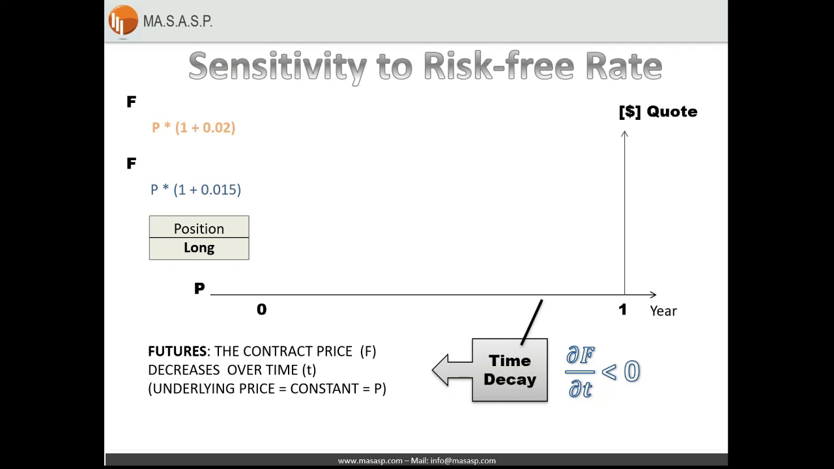Let's make an example related to a futures contract with a 1-year maturity. We buy this future as soon as it is issued on the market. Let F be the futures price and P be the underlying price, the spot price. We assume here that the underlying price remains unaltered for 1 year, which is rather unrealistic, but it comes in handy to show the time decay dynamics. That is what the mathematicians call partial derivatives.